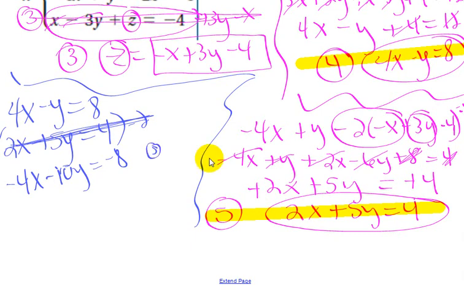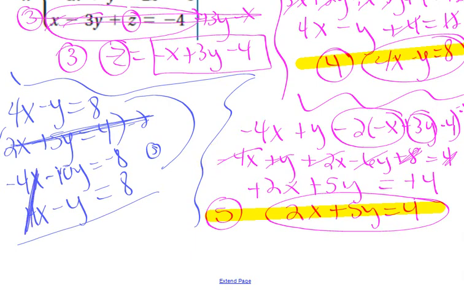That's our 5. Now let's rewrite 4 up here. Just copy it down here. 4x minus y equal 8. Now, what happens when we add these? Well, my 4x goes away, and I get negative 11y equal 0. So y is equal to 0.